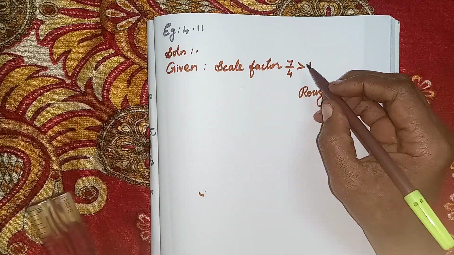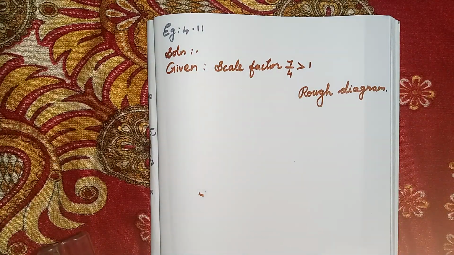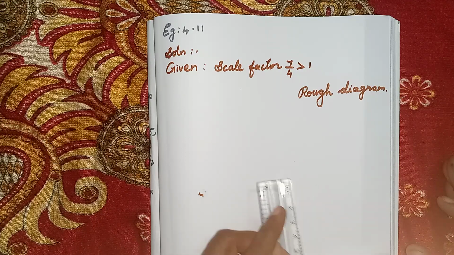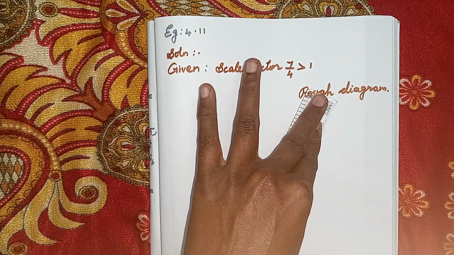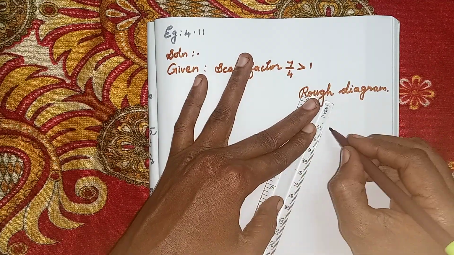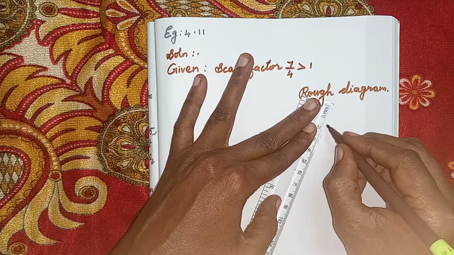Here the given scale factor 7 by 4 is greater than 1. Here also, somewhat of a difference is there between the first model and the second model. The triangle name is PQR. If it is ABC, you construct a triangle ABC. Here the triangle is PQR only, so I am constructing a triangle PQR.